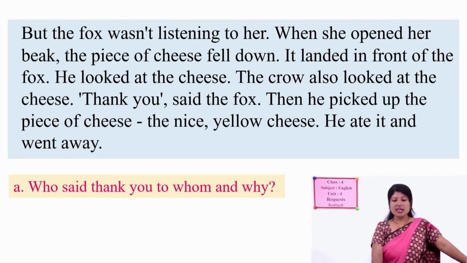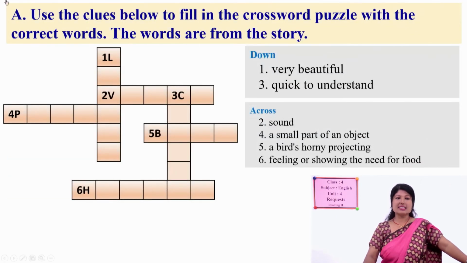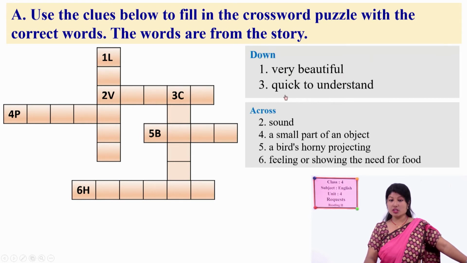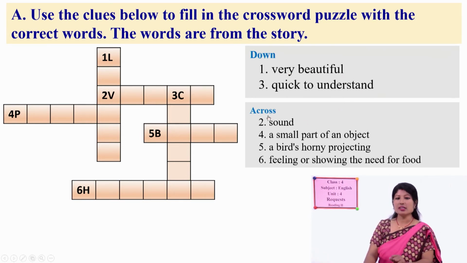Now let's move to the exercise. Look at here, what exercise is given. Use the clues below to fill up the crossword puzzle with the correct words. The words here are from the story. Down. First of all, down. We see: very beautiful, quick to understand. Find out the word for the meaning. And then across: sound, a small part of an object, a bird's horny projecting part, feeling or showing the need for food.